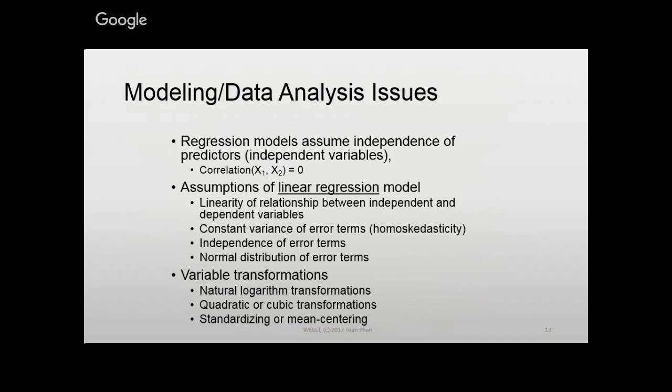There should be no correlation between x1 and x2 in the ideal world, or very little correlation. And you'll see later on that in many cases that's not true. And if that's not true, then our regression models cannot infer too much on the values, on the betas.